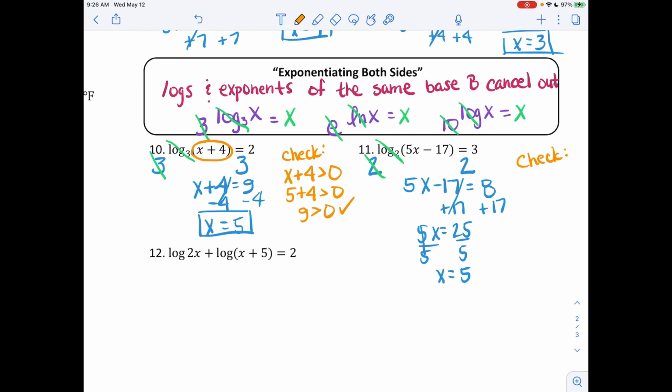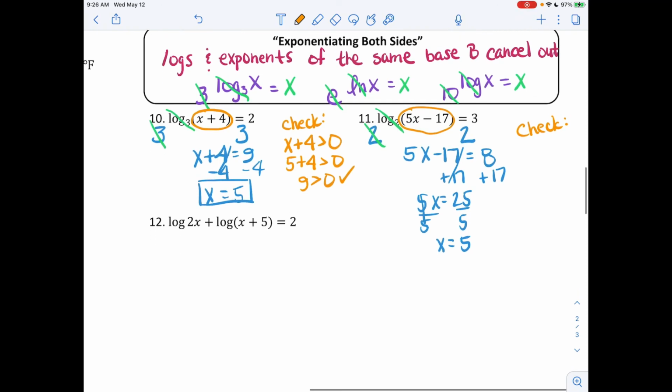And the check is, we want to make sure the thing in parentheses that we are taking the log of isn't less than 0. We want it to be greater than 0. So 5x minus 17 needs to be greater than 0. Well, I know that x is 5. So 5 times 5 minus 17 greater than 0. Well, that's an 8, and 8 is, in fact, greater than 0. So I can say that x equals 5 is a valid solution and not extraneous.